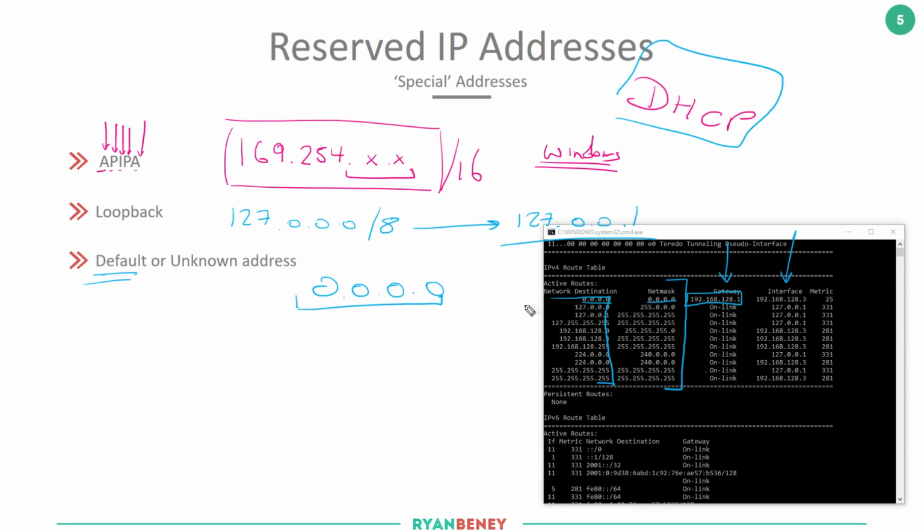192.168.128.1. If I'm trying to go to a destination that's not in my routing table, it'll be captured by this 0.0.0.0 route and it'll be sent to whoever this 192.168.128.1 is, and it will be sent out the interface that has the IP 192.168.128.3. So essentially it will be sent to my default gateway, which in this case is my router.